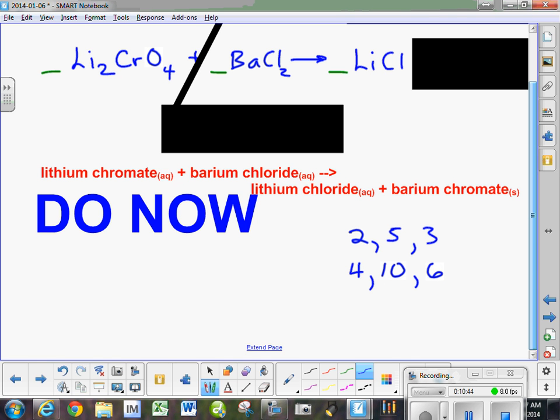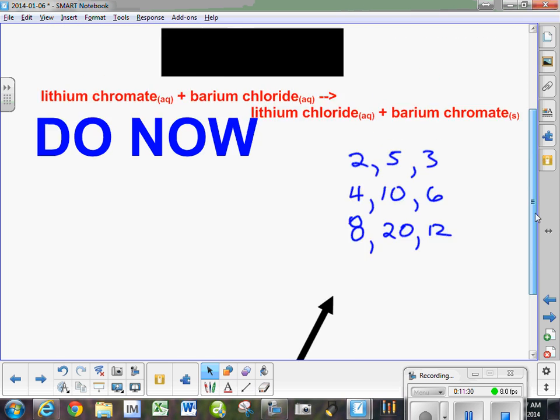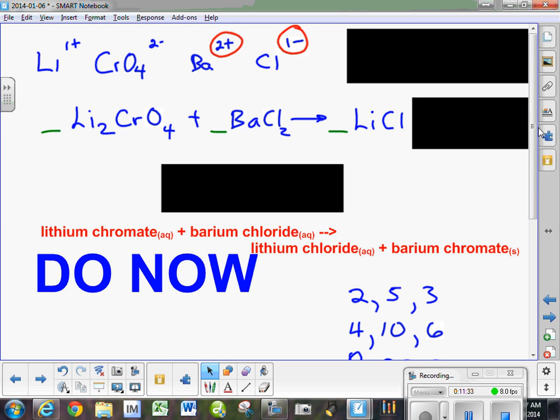How can I get these numbers from these numbers? Divide by 2. This could be another one of your answers. Is that the same ratio? It is the same ratio. This time I divide by 4. 8 divided by 4 gives you 2. 20 divided by 4 gives you 5. And 12 divided by 4 gives you 3. So, which one are you going to circle? The first one. Okay? So it's important for you to understand that we have to use the smallest possible ratio.